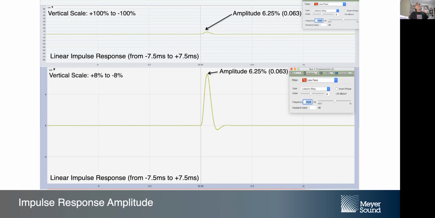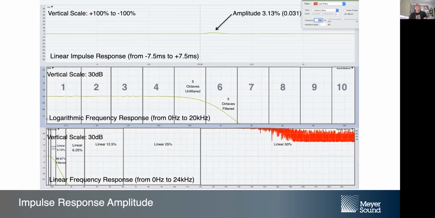We can see, oh, the input response is there. Yes, but it's still 6.25% of amplitude. If we continue with the next slide, we can see that we are filtering 5 octaves, and we have 5 octaves on filter.